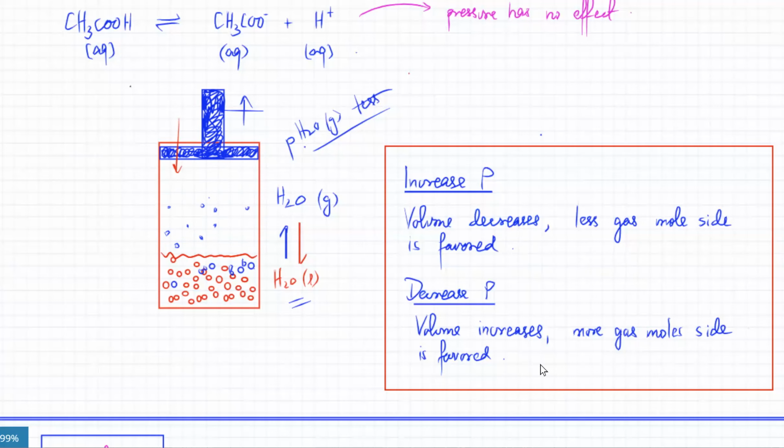And if you decrease pressure, the volume would increase. इसको ऊपर की तरफ लेके जाओगे, the volume would become much bigger, and there would be more room for water vapors to form. So there would be more water vapors forming, and more gas would be produced. The side with more gas moles would be favored.